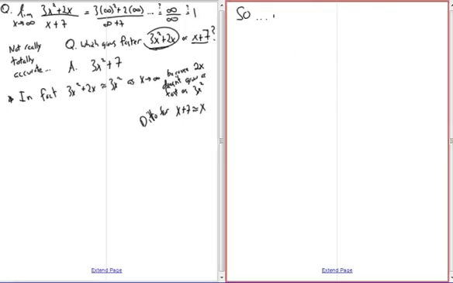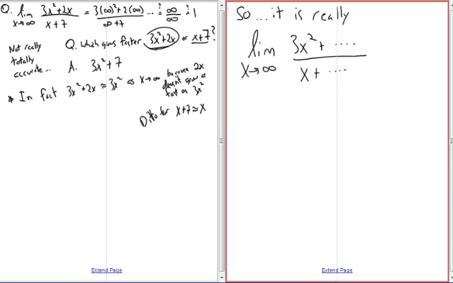So let's look at this with these thoughts. It's the limit as x approaches infinity of 3x squared plus blah blah blah, who cares, divided by x plus blah blah blah, who really cares, because this is the dominant term in each one of them. The term that has the highest exponent as it relates to x.